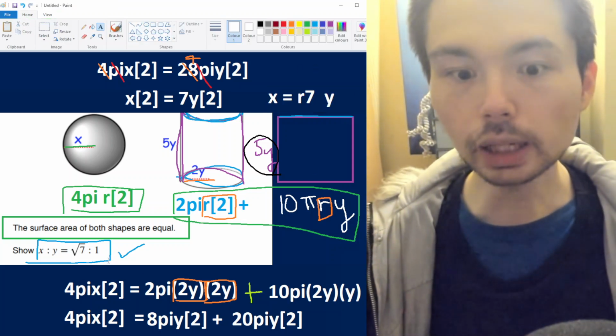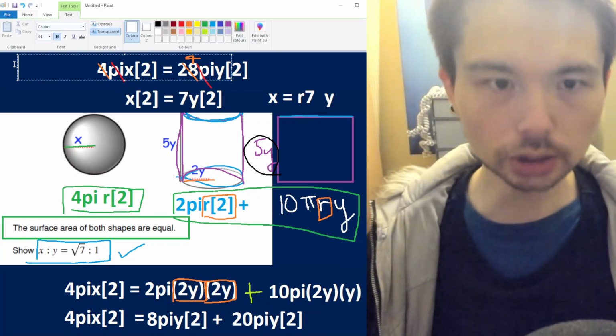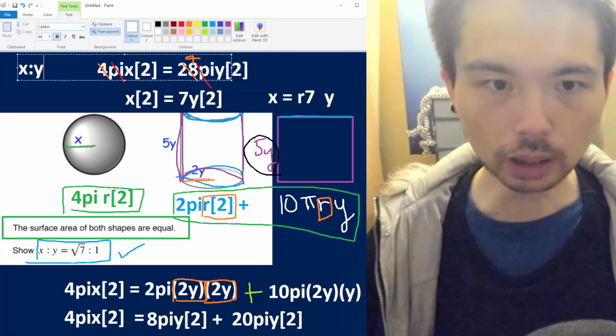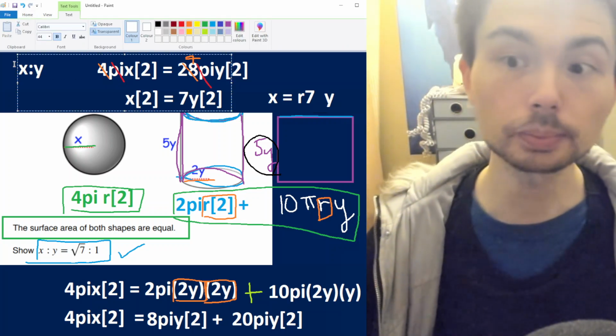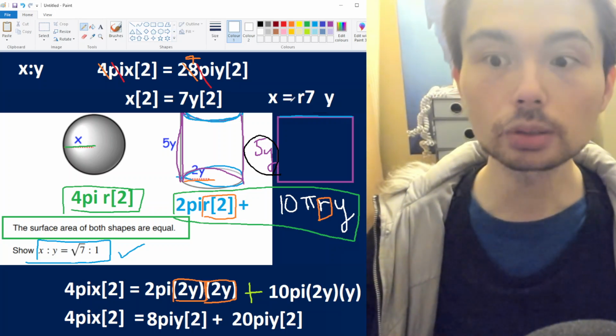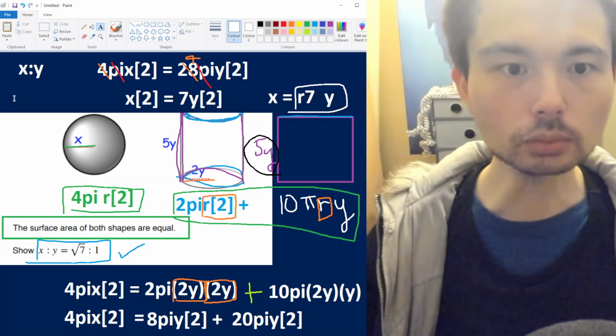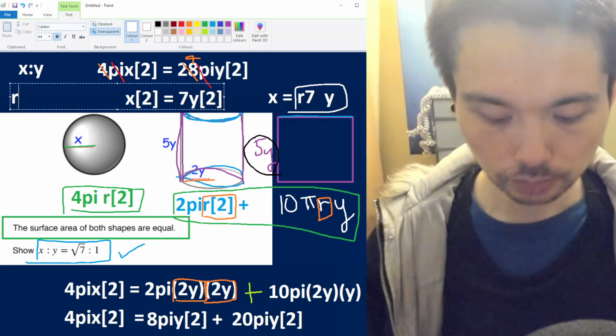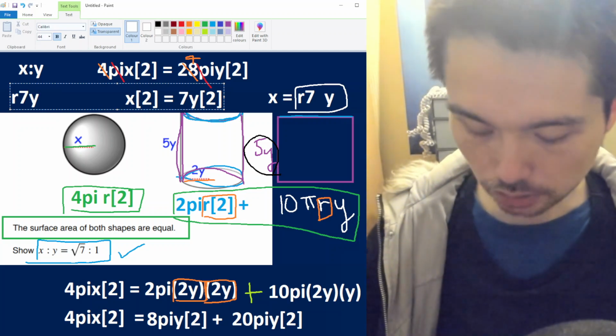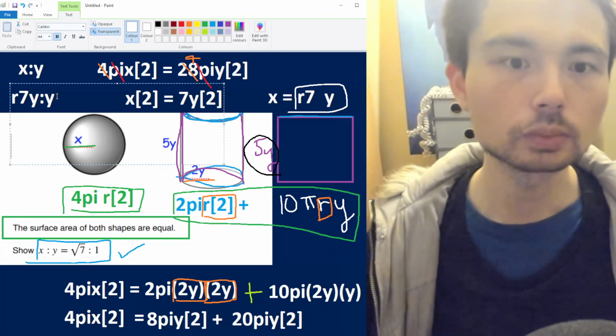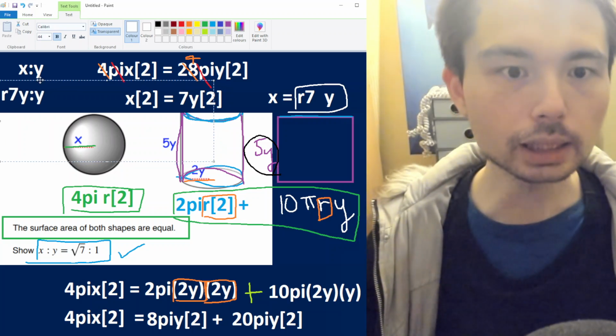So, what are we saying? If you look at this x to y, they're just saying, well, we compare one length with the other. What have we just worked out? This bit. X, we're saying, is root 7 times y. Put that underneath. Root 7 times y. And the y is still equal to y. Line it up like this, and then we're done.